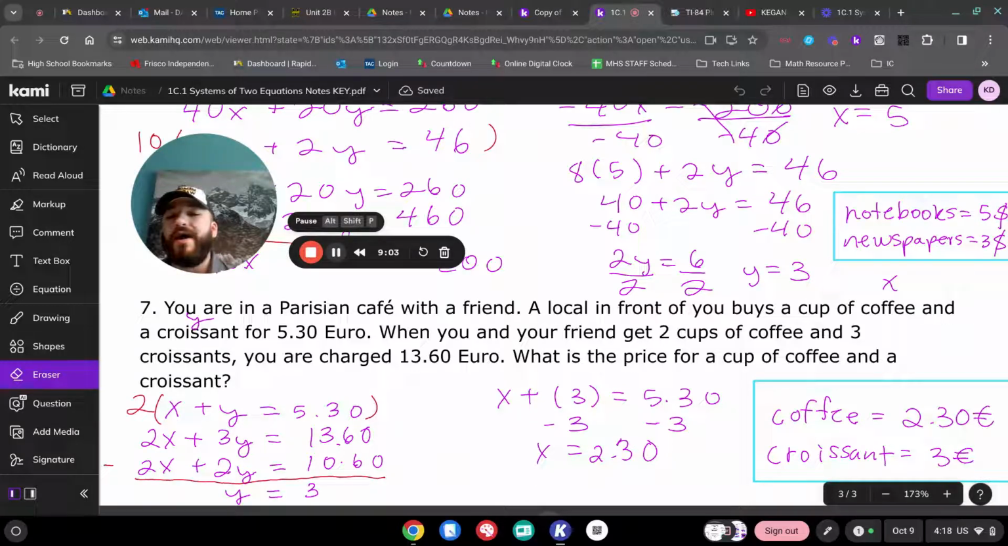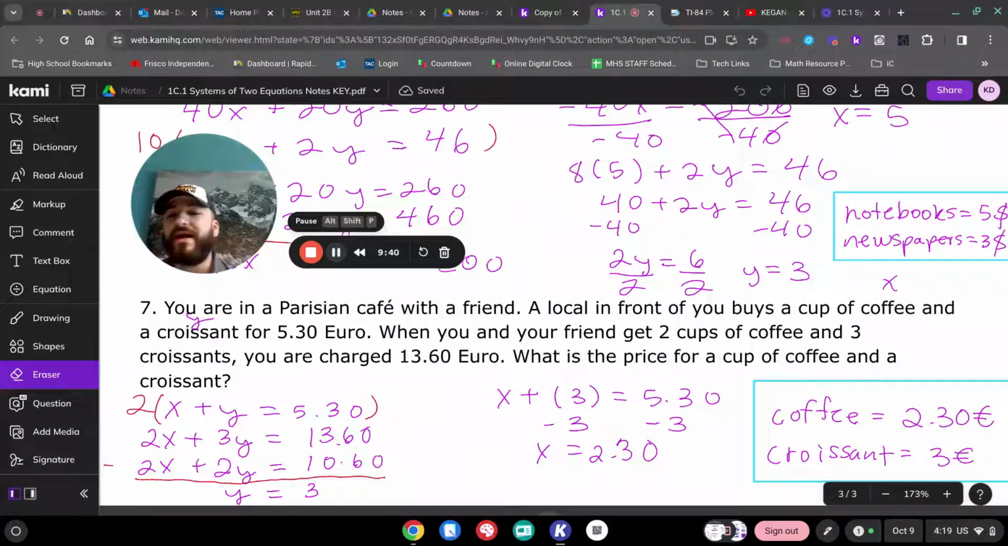Okay. And then I can multiply that first equation by 2, or you can think of it as multiplying by -2, whichever works for you. So we get 2x plus 2y is equal to 1060, and then I'm going to subtract the 2 equations. You can multiply by -2 and add the 2 equations, or multiply by 2 and then subtract. Either way is going to work. So 2x minus 2x cancels out. 3y minus 2y gives us 1y. And then 1360 minus 1060 gives us y is equal to 3. So croissants are equal to €3.